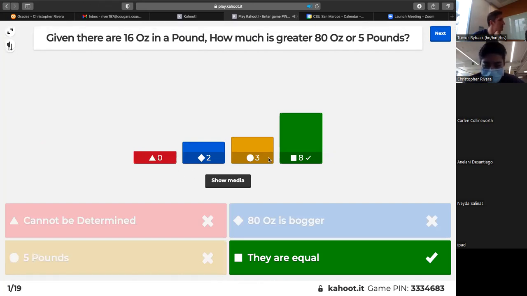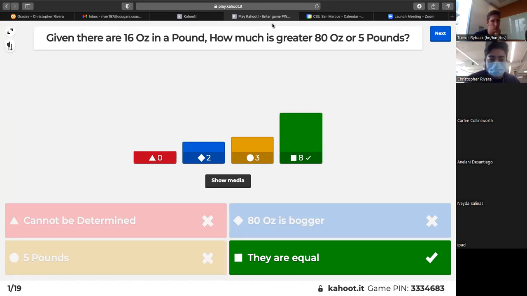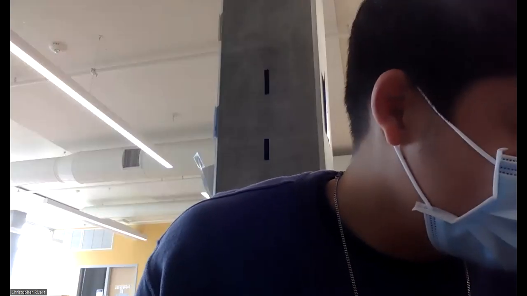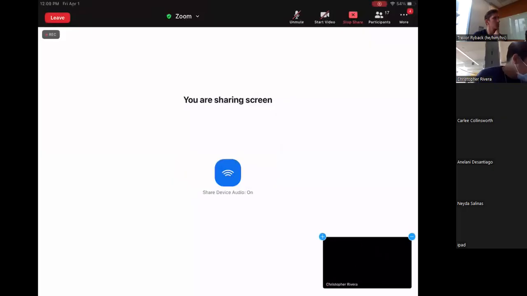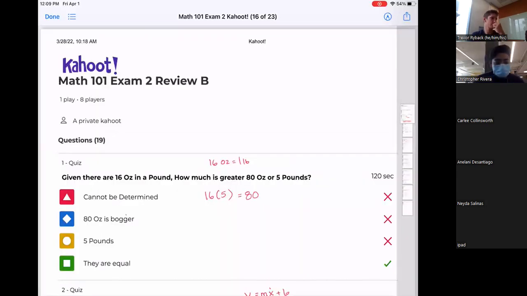Okay, perfect. I think we're going to go over this one really quick, just so everyone has clarification on it. I'm going to stop sharing my screen on my computer and share it through my iPad, so we can go through the review. One second. Can everyone see my screen?